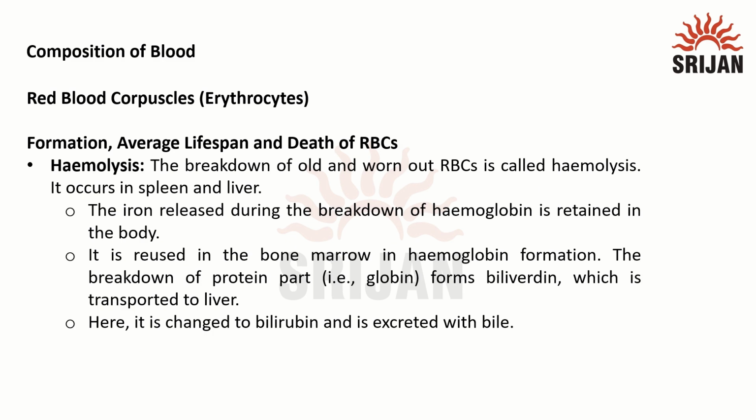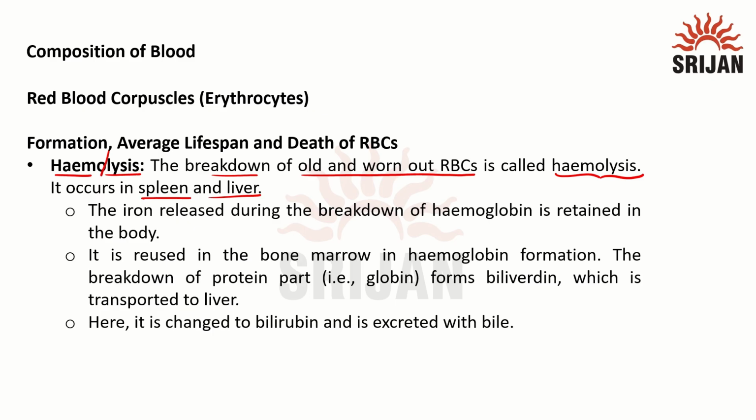Now the death of RBCs is known as hemolysis. Lysis is breakdown. Hemo means hemoglobin containing cell. Now the breakdown of old and worn out RBCs is called hemolysis. It occurs in two organs, that is the spleen and liver.